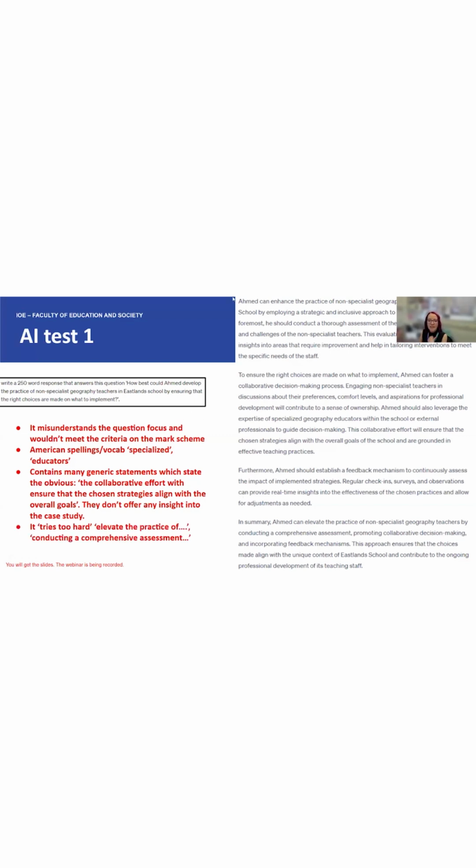I'm going to draw your attention to this example here, because this is one of the best ones, I think. To ensure the right choices are made, Ahmed can foster collaborative decision making. He can talk to teachers about their preferences, comfort levels. He should leverage expertise. And I think it says somewhere that you should maybe send them on some training courses. And it's a bit like, if he was sat in front of me now and all I said was, make sure you leverage some collaborative decision-making processes, I think I might have been a bit like, what do you mean by that and how do I do it? So imagine being very specific about something that you can do with this school.